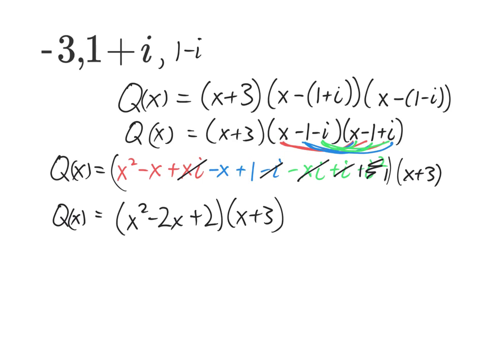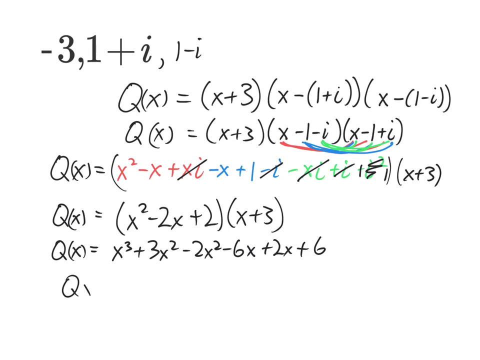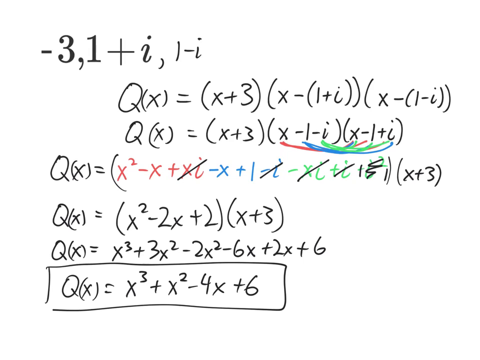Now we need to distribute this out, which ends up becoming x cubed plus 3x squared minus 2x squared minus 6x plus 2x plus 6, which gives me a polynomial of x cubed plus x squared minus 4x plus 6. And if you notice, it's degree 3, and it has integer coefficients.